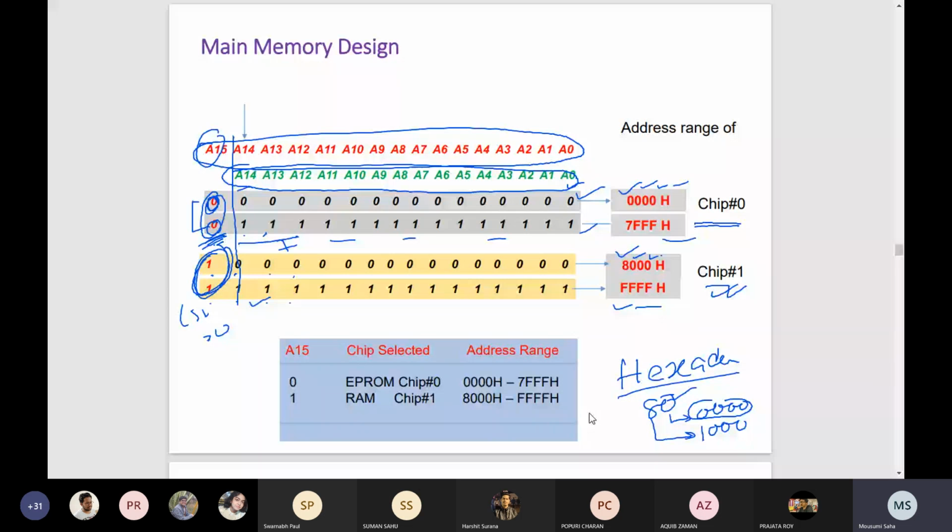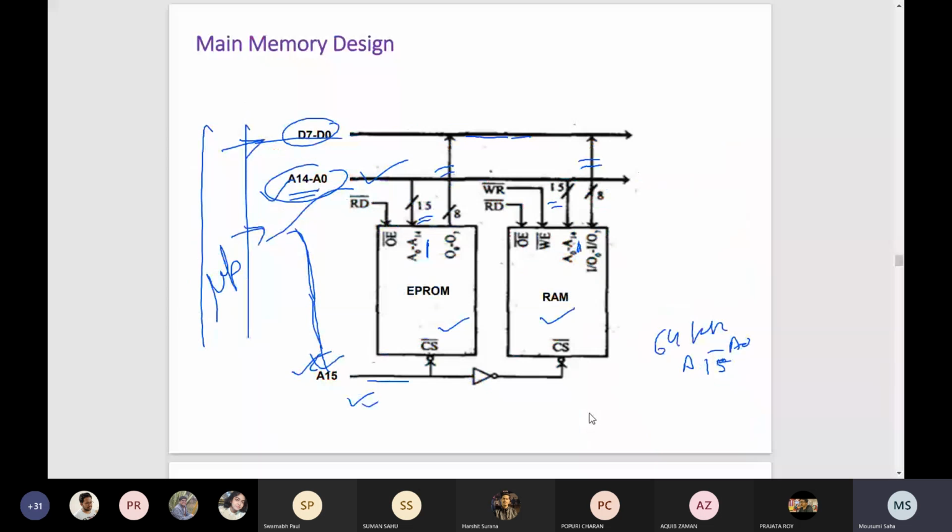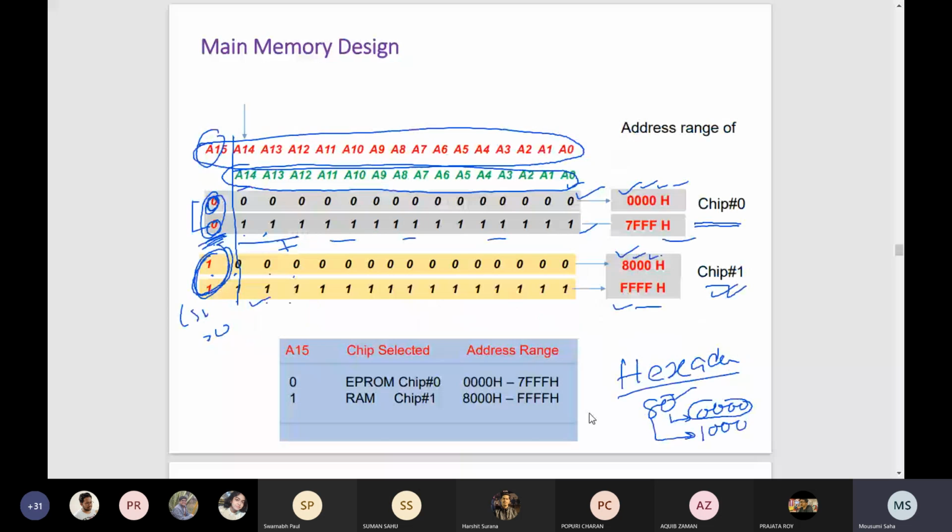See that here in the circuit, these lines are connected directly to the RAM chip or ROM chip. So this may be from all zeros to all 1s. That's why I have considered this is the starting address, and this is your end address. This chip we can use from 0000H to 7FFFH. This address range we can use for chip 0.